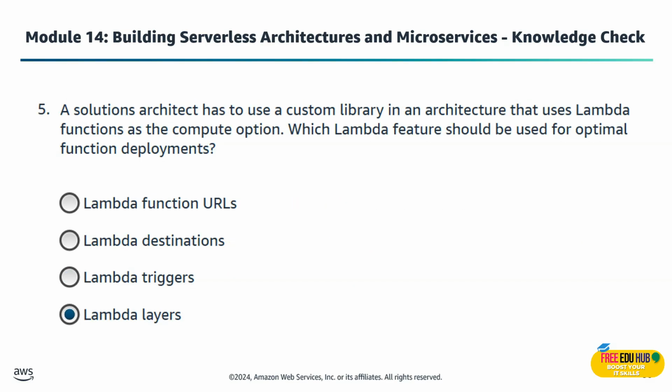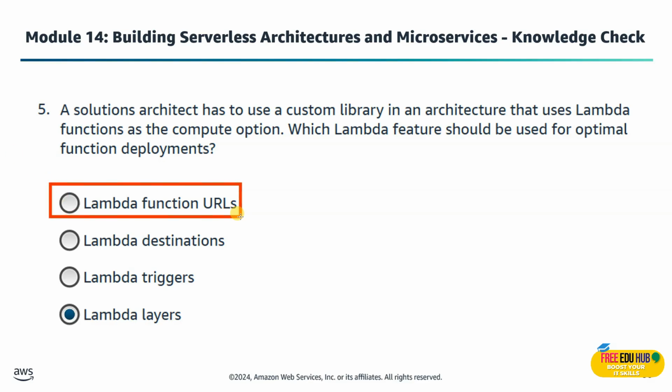Question number 5 says a solution architect has to use a custom library in an architecture that uses Lambda function as the compute option. Which Lambda feature should be used for optimal function performance or deployments? The answer for that is Lambda layers. Lambda layers let you package libraries, dependencies, and even shared code separately and reuse them across multiple Lambda functions. It keeps your deployment cleaner and faster.